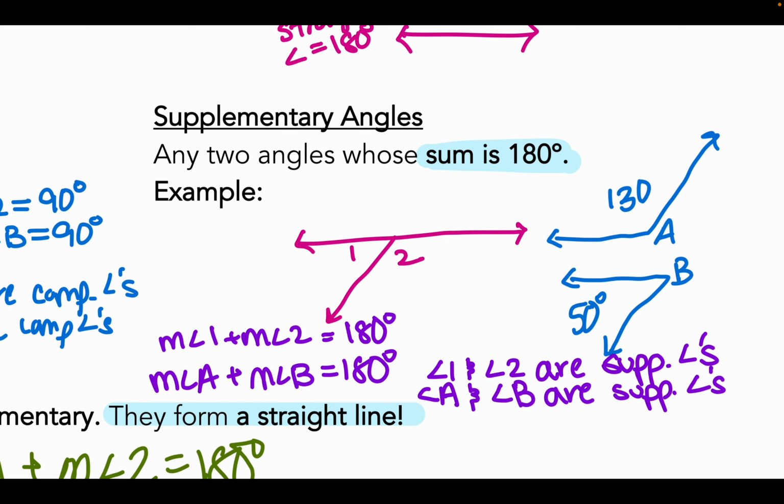In addition, your angles don't have to be touching, they don't have to be adjacent. You could have two angles whose sum adds up to 180, and that would mean they are supplementary. So angle A is 130, angle B is 50. Add them together, it is 180.